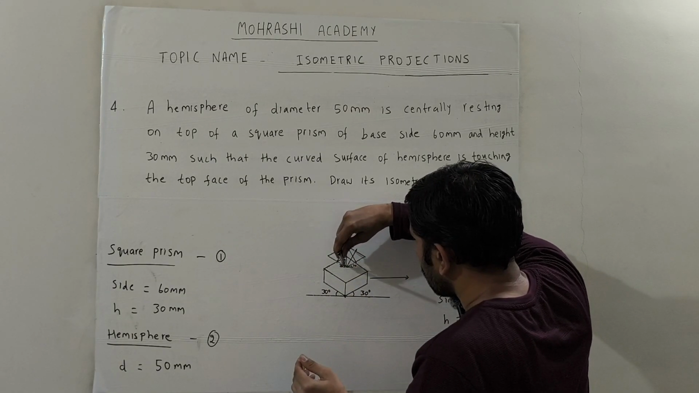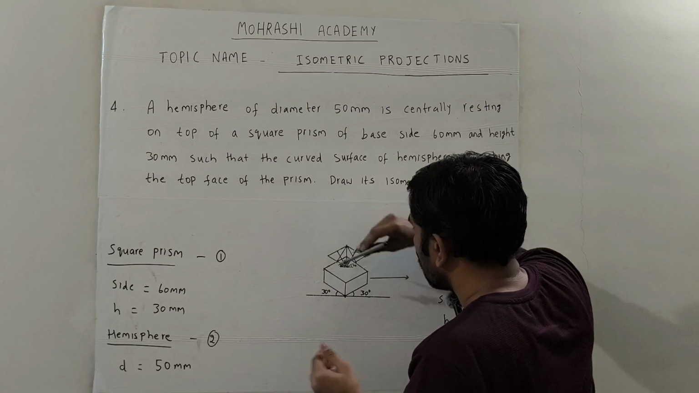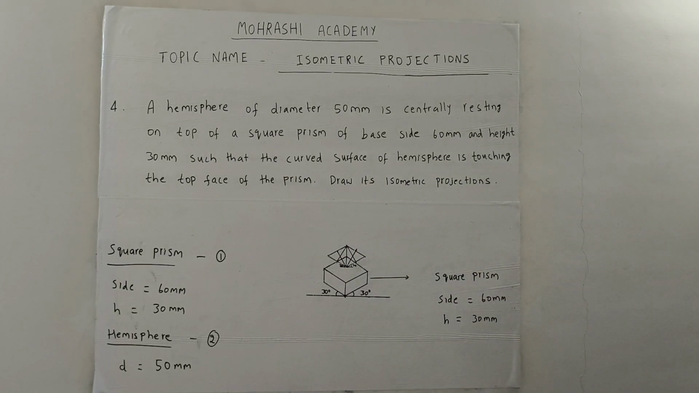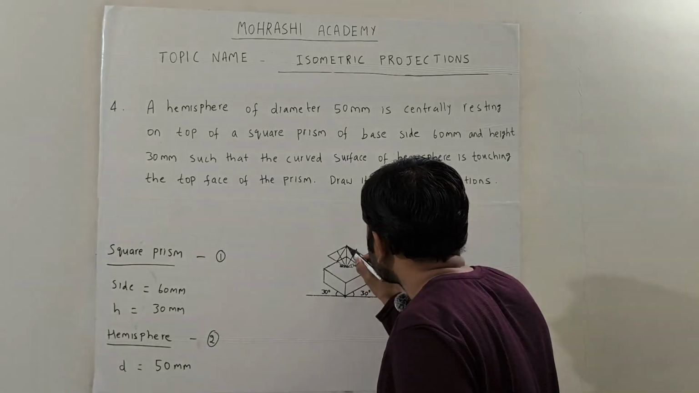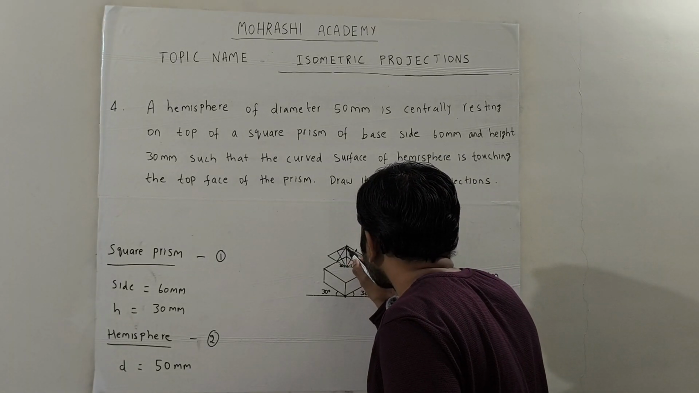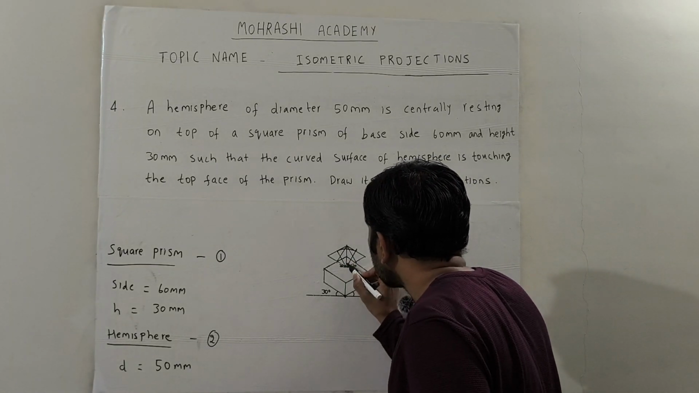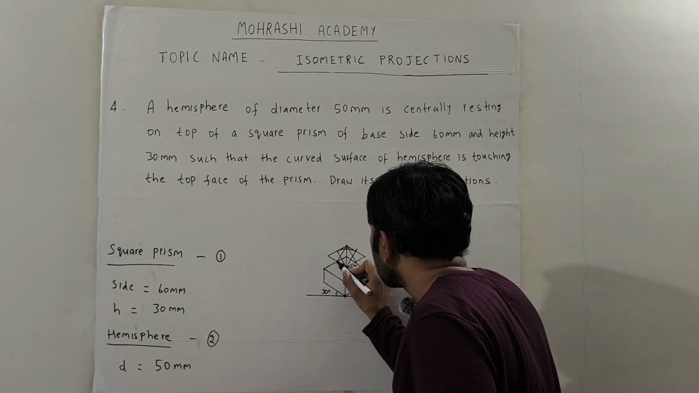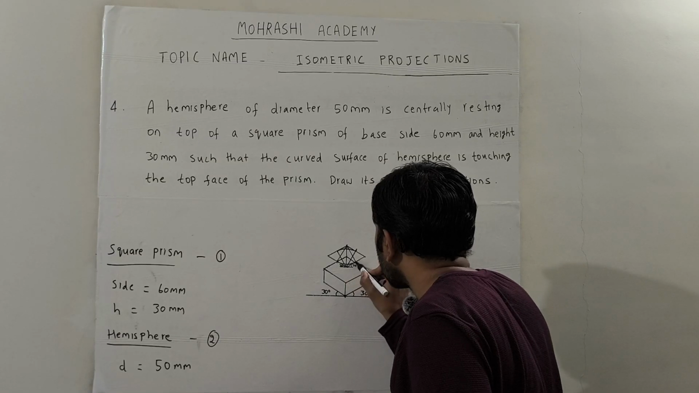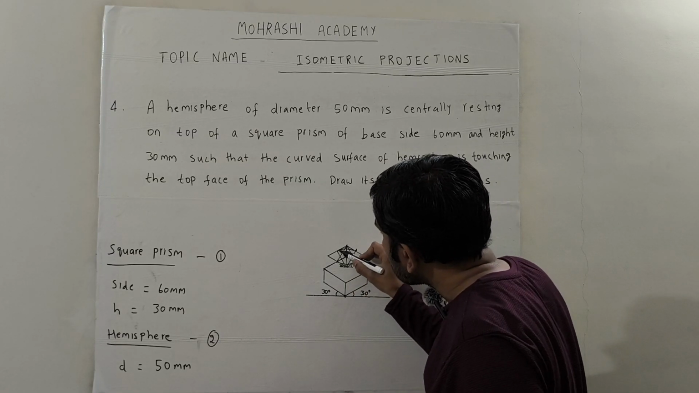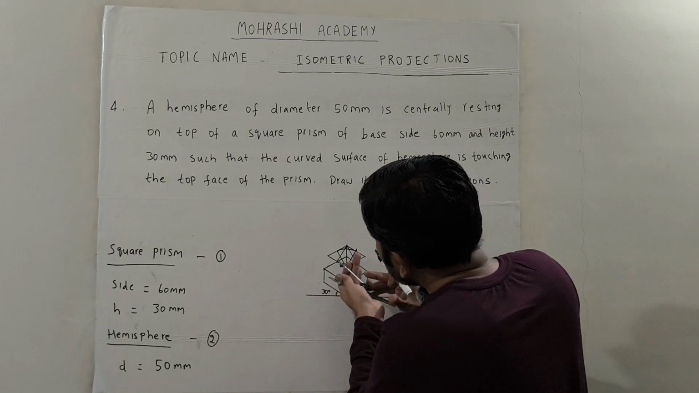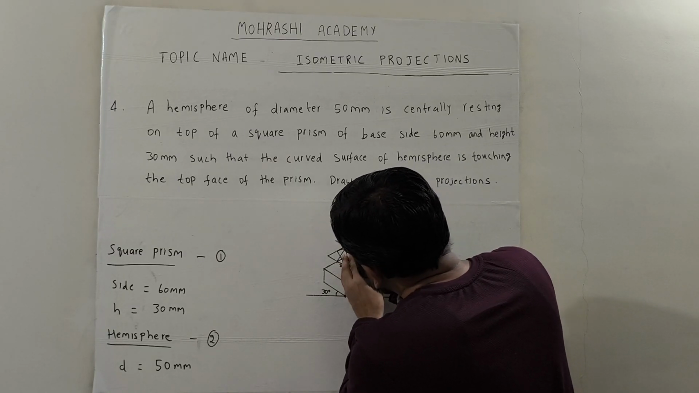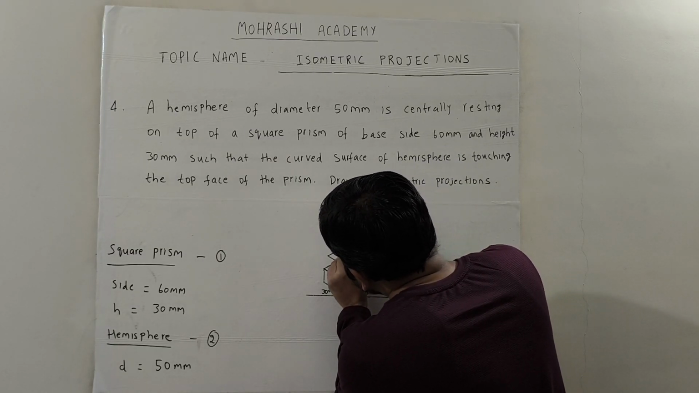Here like this. This is the center, this is the radius. Again I cut an arc like this. Again this is the center, this is the radius. Again arc like this. Again this as the center, this as the radius.